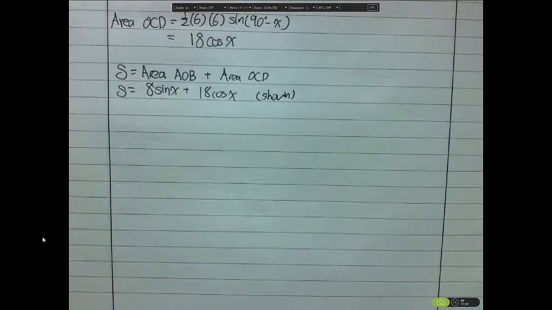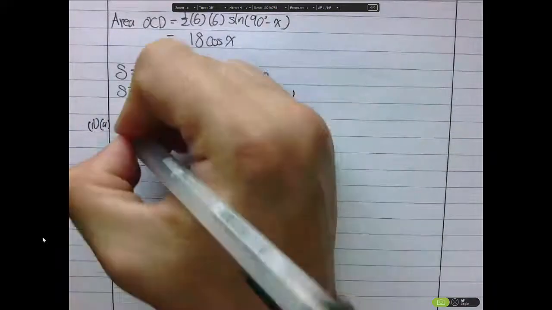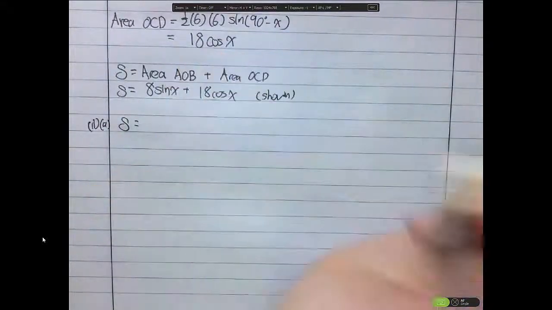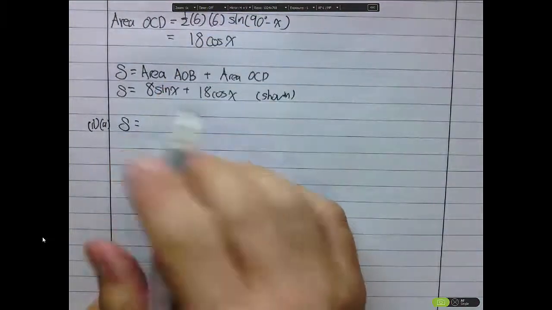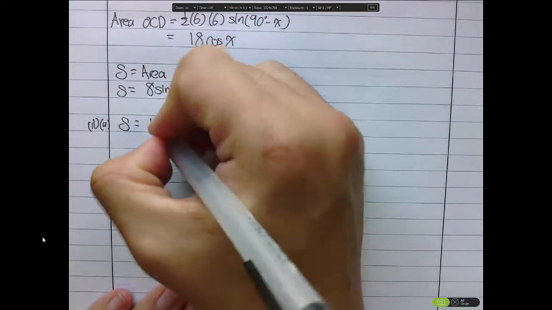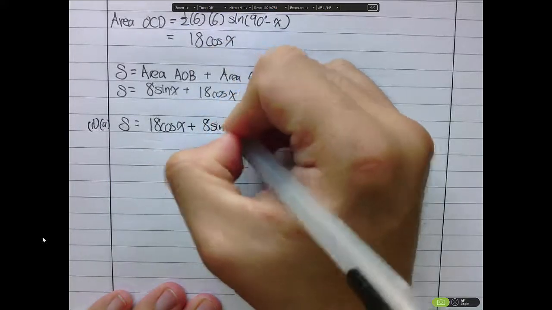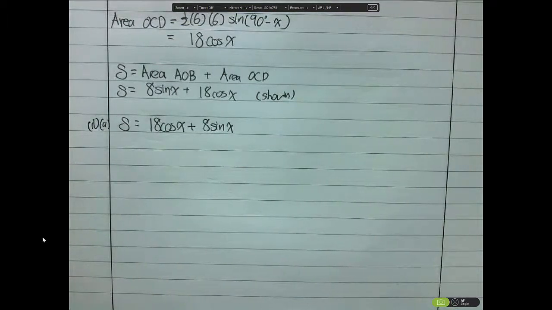Now I move on to part 2. Given that the value of x can vary, find the maximum value of S. Similarly to what we have done so far, I'm just going to switch things around so that instead of putting sine x first, I'll put 18 cosine x first. You may like to try it on your own by putting sine x in front, but I want to put cosine x in front to give you an example of finding maximum and minimum values using cosine x.